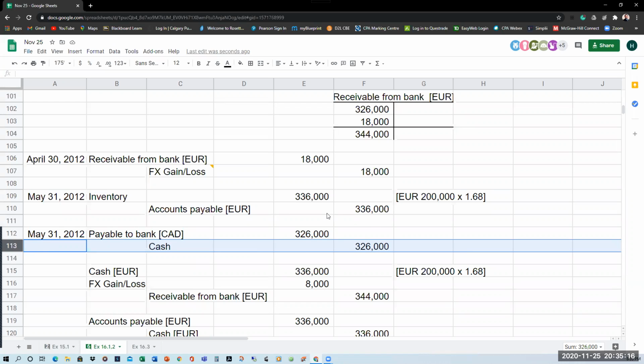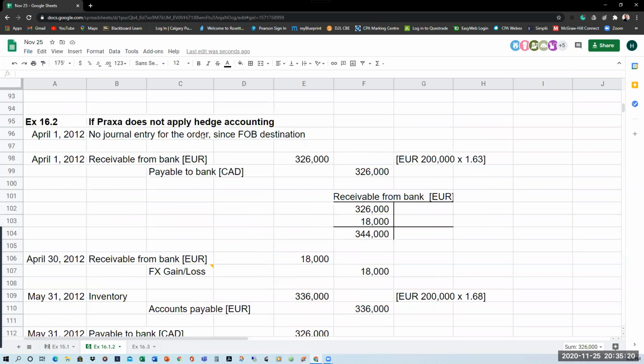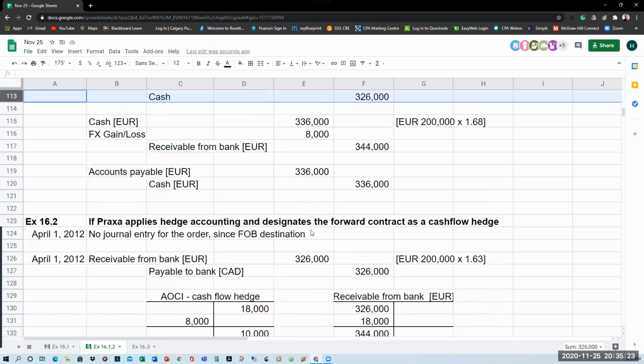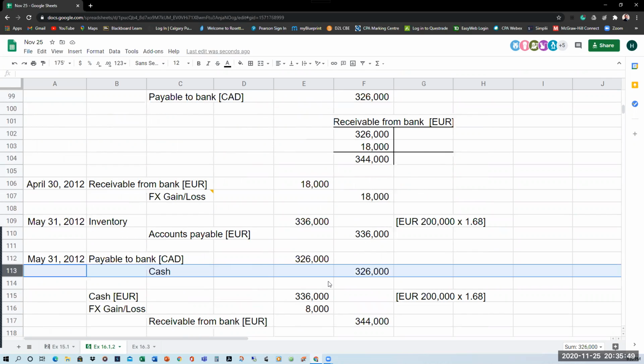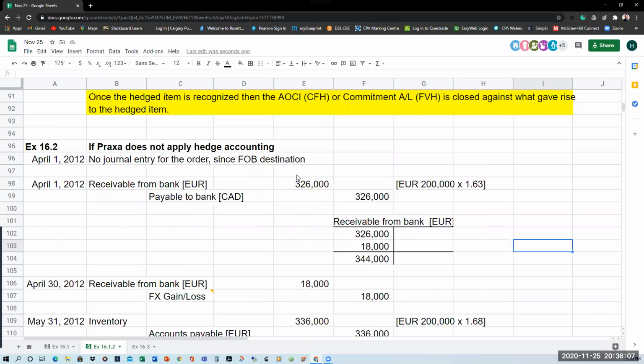So if Praxa does decide to apply hedge accounting and designates the forward contract as a cash flow hedge, that's what I was trying to get at. If hedge accounting is applied, then it's basically the same series of transactions, but with one very important distinction. And that important distinction, I hope, would be the last bit that I want to talk about for tonight. We won't get into exercise 16.3 or anything. The last bit that I want you folks to keep in mind is this shift from no hedge accounting to hedge accounting.